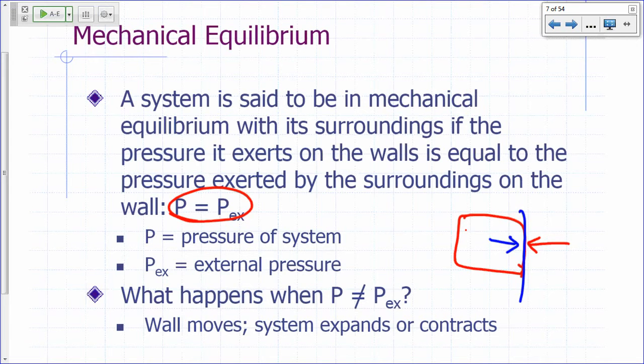So if we define P, the force per unit area, as the pressure of the system, then the force per unit area from the outside would be your external pressure. So what happens when those two are not equal? Then we say we're not at mechanical equilibrium. Your wall is going to move, so you either squeeze your system, or your system will expand. So in what case will your system be squeezed? When the pressure outside is higher, okay? And when will it expand? If the pressure inside is higher than the outside pressure.